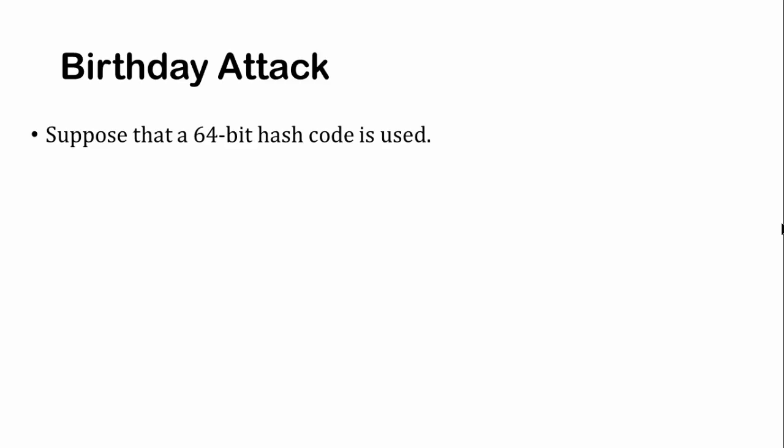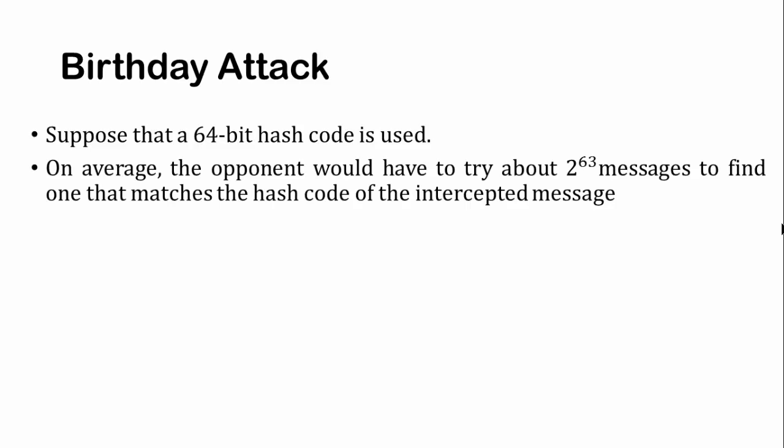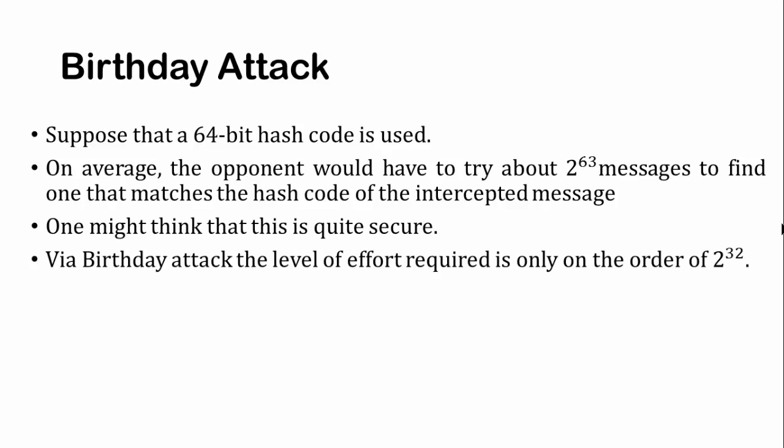And how does that work? If you have got a 64-bit hash code which you are using, so on an average the opponent would try to receive 2 raised to the power 63 messages, but if you are performing a birthday attack onto it, then the level of effort required is only of the order 2 raised to the power n by 2, and the value of n was 64, so 2 raised to the power 32. So 2 raised to the power 32 is a much smaller number as compared to 2 raised to the power 63. Therefore we may think it is quite secure, but it is not that secure.